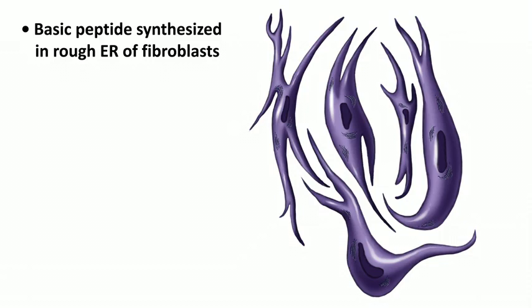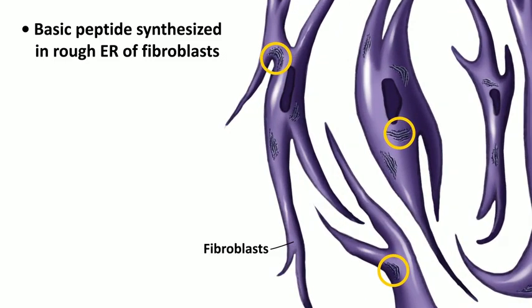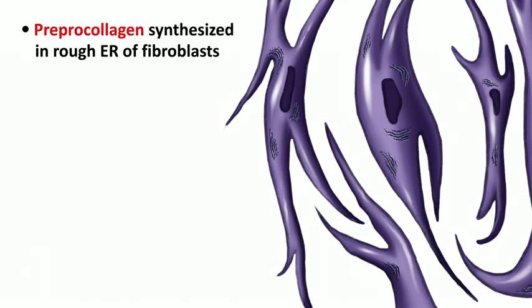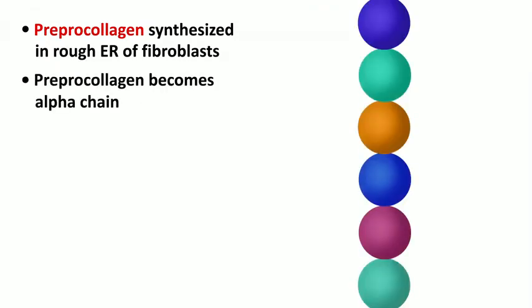First, the basic peptide is synthesized in the rough ER of fibroblasts. So what are fibroblasts? They're the cells that create scars and fibrous tissue and collagen. So they translate the mRNA and synthesize a polypeptide called pre-pro-collagen. Lots of proteins are synthesized as propeptides, and then they're cleaved or modified to become the final protein. But this is actually first synthesized as a pre-pro-collagen. This is going to become the alpha chain of the collagen.